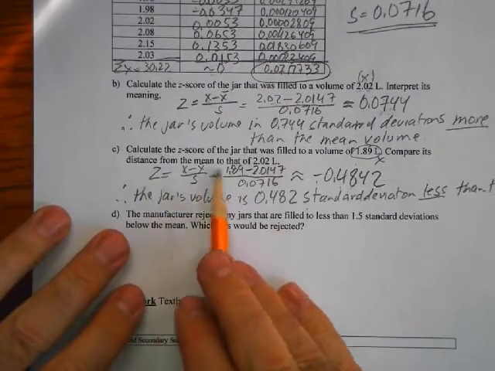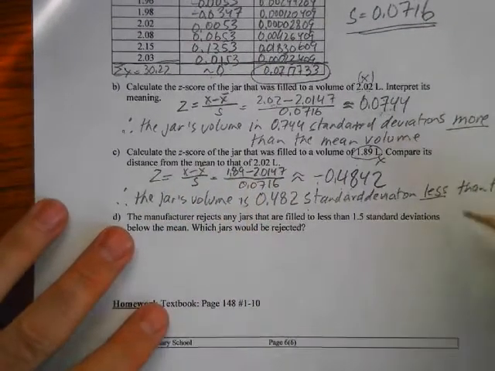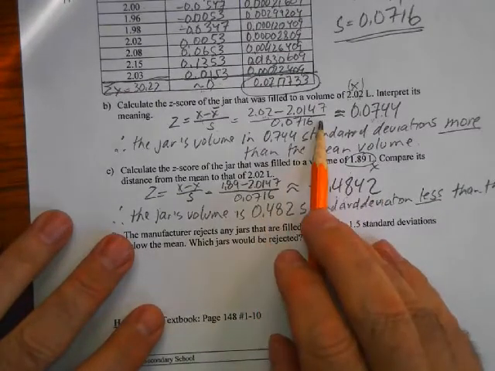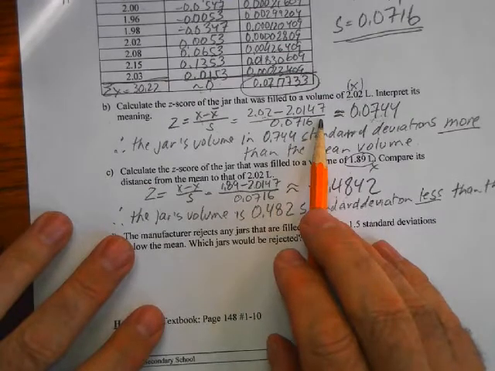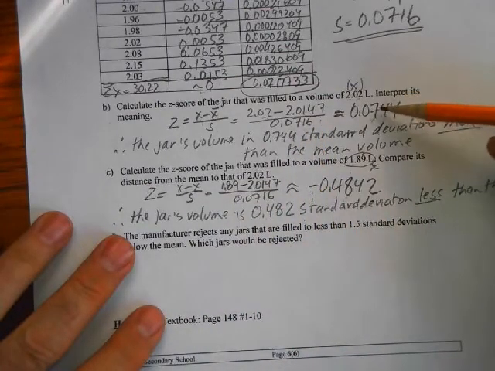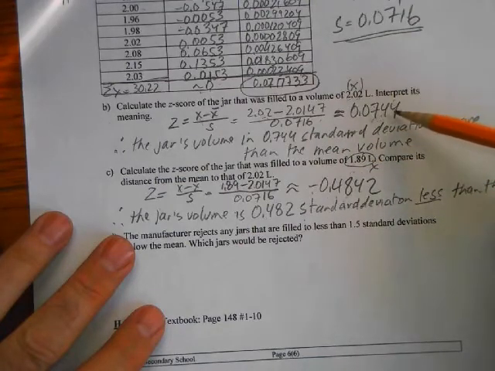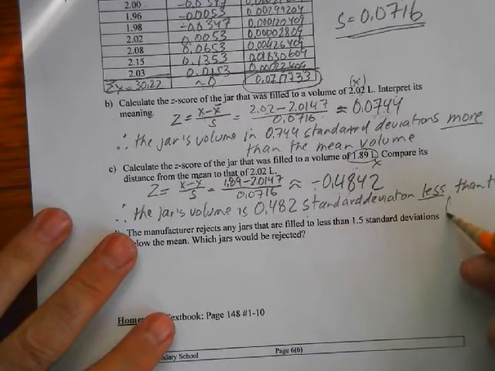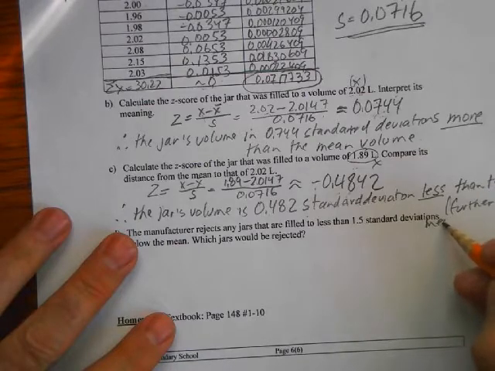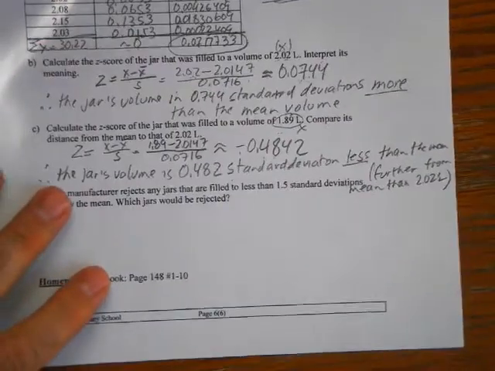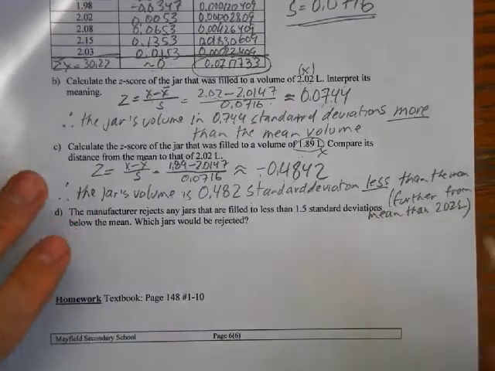Compare its distance from the mean to that of the 2.02. So it's really saying, is this jar further away from the mean than this jar? It's not really talking about what side of the mean, but this is 0.0744 away. This is 0.48. So obviously this one is closer to the mean. So this one is further from the mean than the 2.02 liter. Oops. Okay, try to cram that in there.